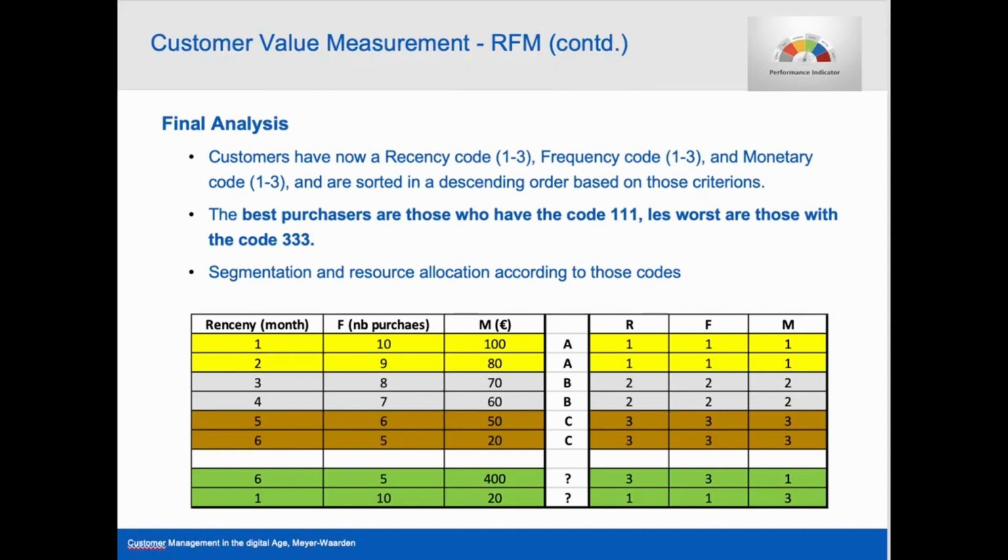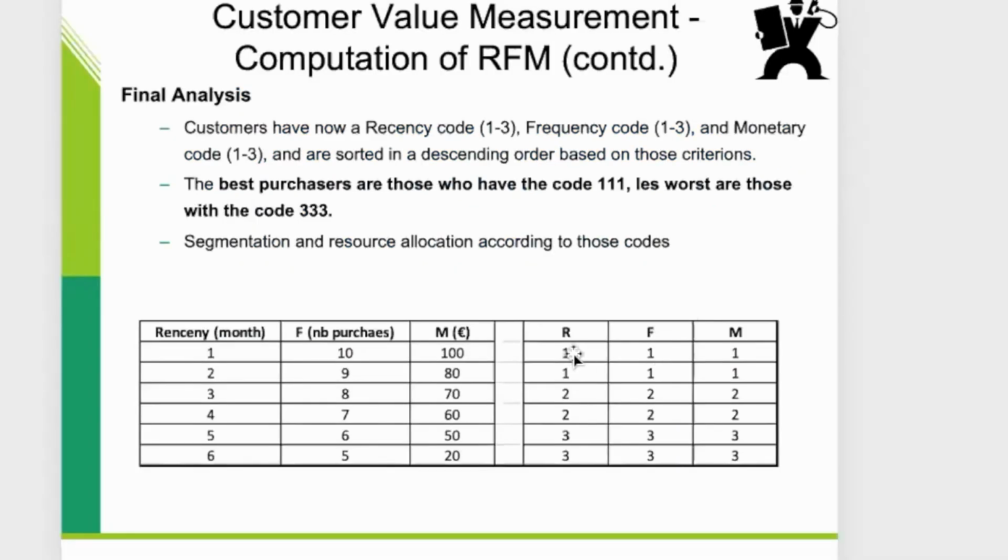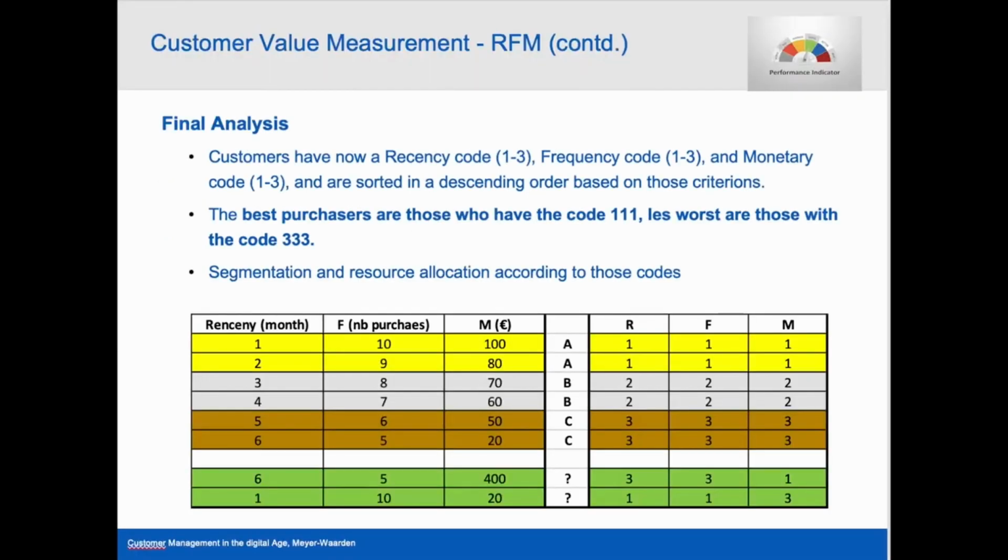Now you have an easy score, which you can use to segment your customers according to value. Platinum or top customers are the 111 group. The least valuable customers, the ivory customers, are the 333. So this means that you have segmented them in 3 groups, and you can allocate resources to them according to these codes. In priority, you will invest resources in the 111 platinum customers. You will invest less money, so an average amount, in your silver customers, the 222.